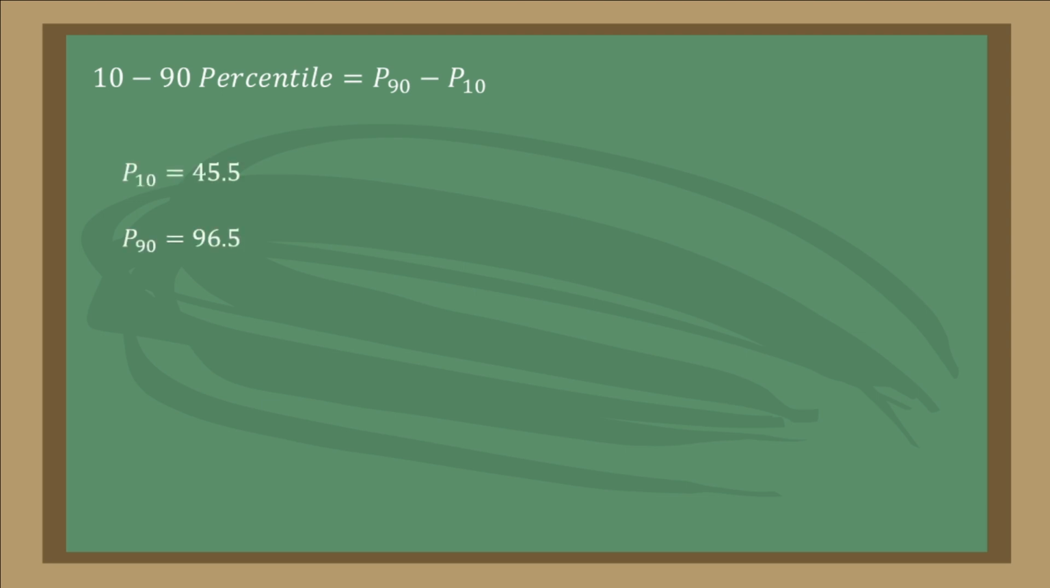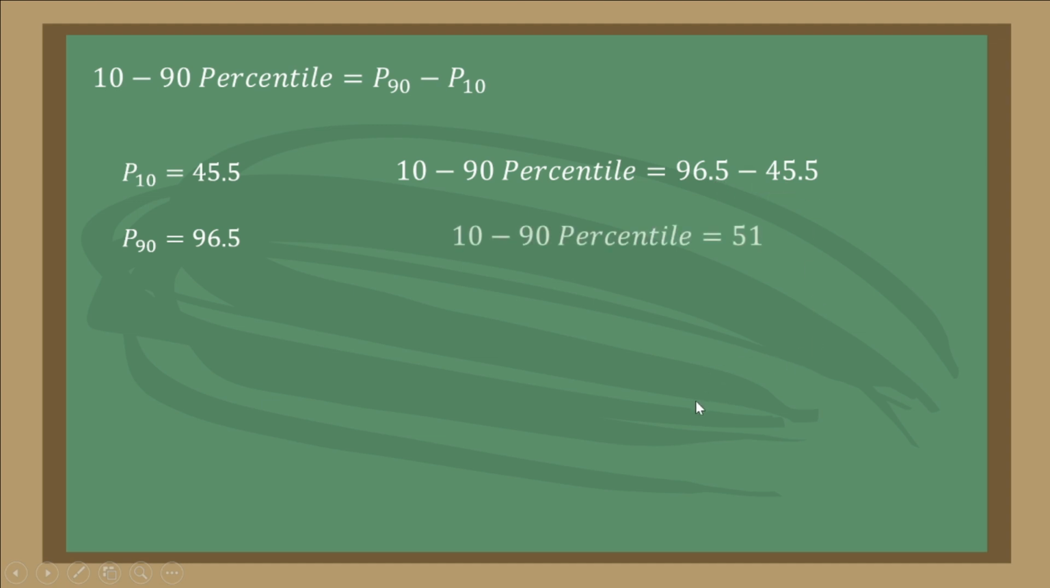Let us now solve the 10-90 percentile range using the formula P90 minus P10. The value of our P10 is 45.5 and the value of our P90 is 96.5. So we just subtract P10 from P90. 96.5 minus 45.5, the answer is 51. So our 10-90 percentile range is 51.